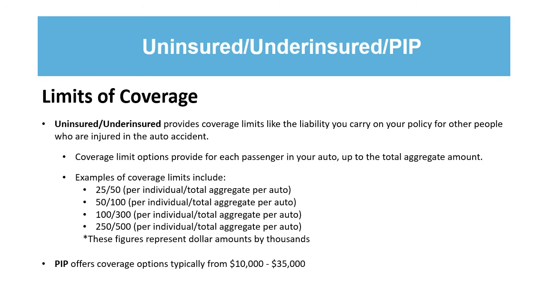The limits of coverage for uninsured and underinsured are the same as the liability coverage you have in your policy for others. The optional PIP coverage offers limits typically from $10,000 to $35,000 per person in your vehicle at the time of accident.